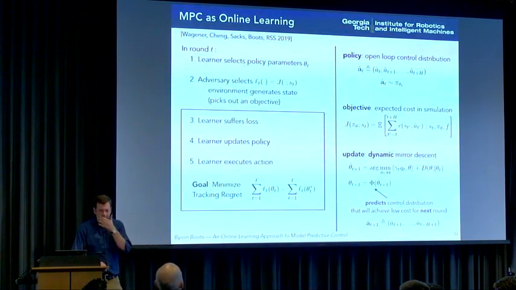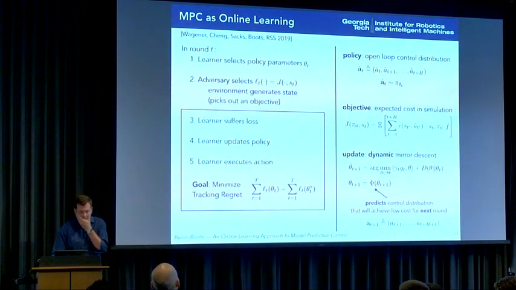Yeah. So you still haven't told us what the policy parameterization is going to be. Is that going to be important, or why do you need to choose a distribution of actions? Why not just go with a sequence of actions? Right. Okay.